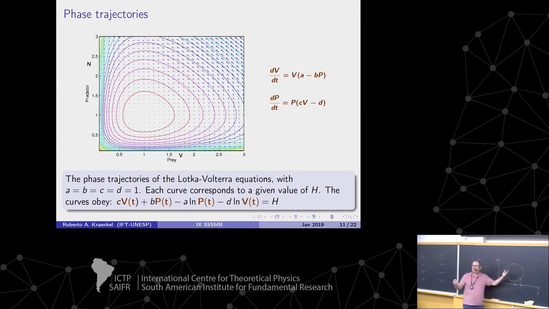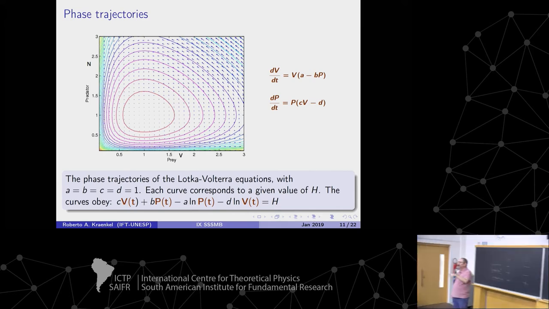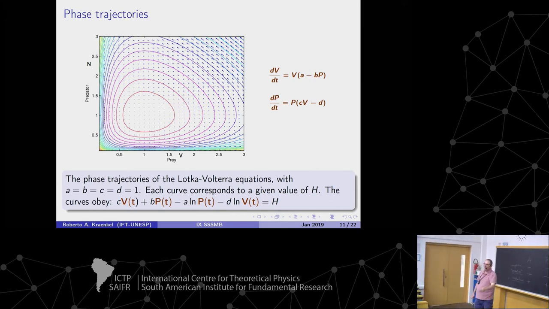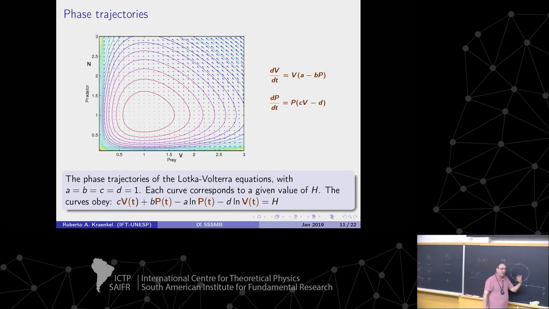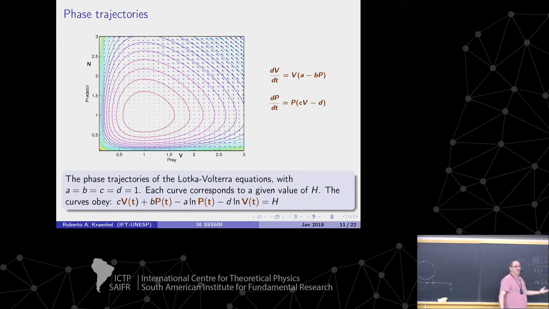So if you look now only at the prey, prey was increasing, decreasing, the projection on V, and then increasing again. Decreasing, increasing, decreasing, increasing, it's an oscillation. It oscillates. It grows, decreases, grows, decreases. So it's a periodic oscillation. The same is valid for P as well as for V. So the population is oscillating.